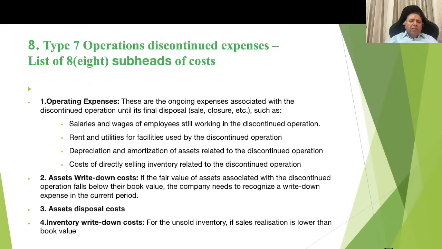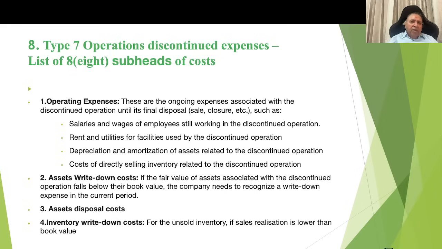Type 7, operational discontinued expenses. Now, operating expenses are ongoing expenses associated with the discontinued operations until its final disposal, sale, closure, etc., such as salaries and wages of the employees still working in the discontinued operations, rent or utilities for facilities used by the discontinued operations, depreciation and amortization of the assets related to the discontinued operations, and cost of directly selling inventory related to the discontinued operations.